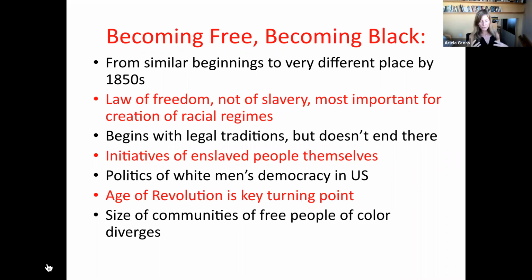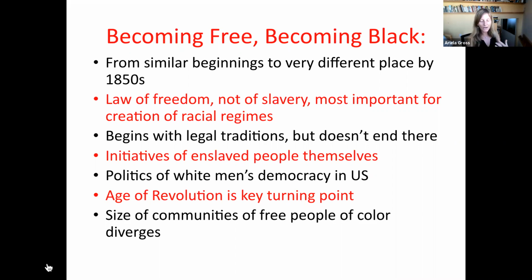The book tries to show how important in pushing legal change were the initiatives of enslaved people themselves. From the beginning, enslaved and free people of African ancestry pushed on the law to claim freedom and carve out new rights of citizenship. We show that the politics of white men's democracy in the American Republic, where slaveholders had to appeal to non-slaveholding white people, made the position of free people of color especially precarious in a way it did not in Cuba.